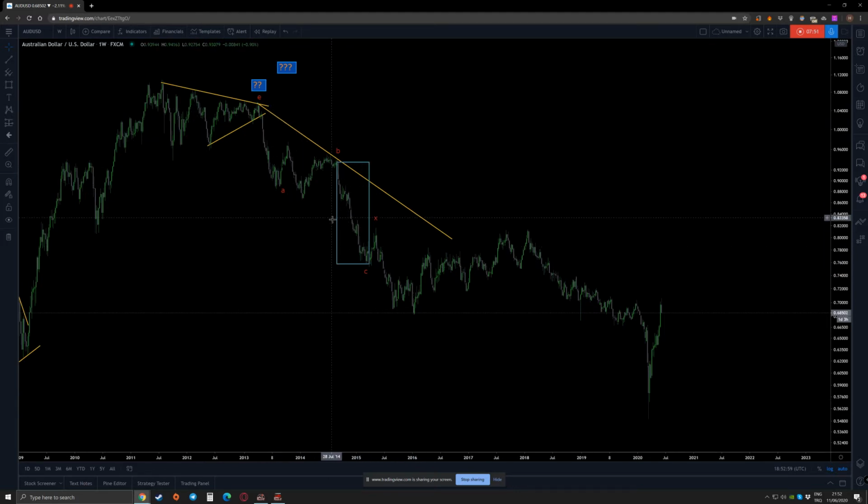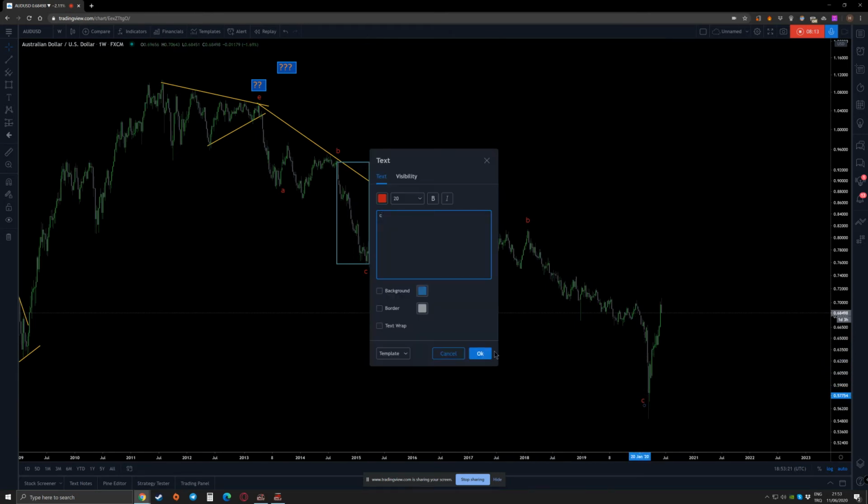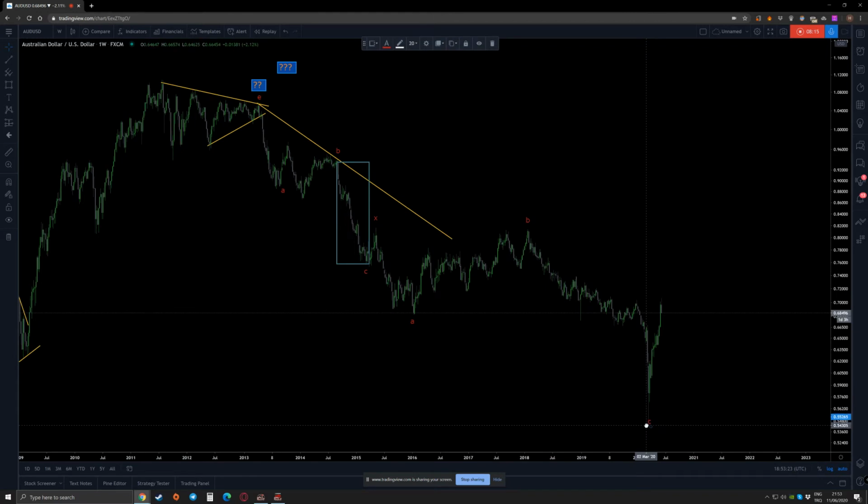Now, if this is an X wave, what we need is another A wave. So this can be a wave A. This can be a wave B. This can be a wave C. That is a possibility. It will be a flat pattern.